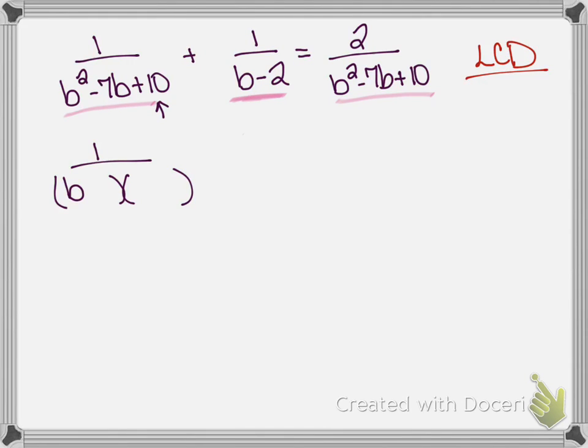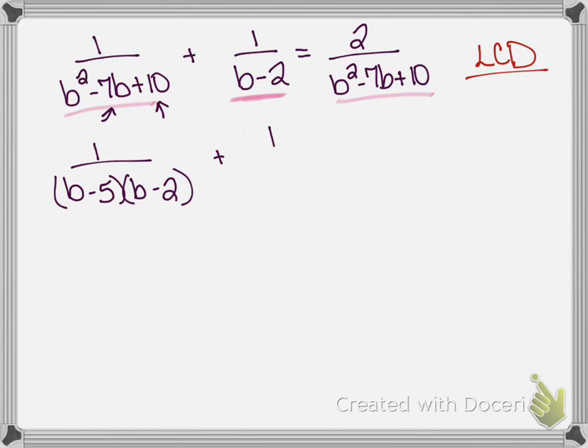10 is my product, negative 7 is my sum. So I'm looking for two numbers. Multiplied together gives me 10. Added together gives me negative 7. And those numbers are going to be negative 5 and negative 2. Negative 5 times negative 2 gives me positive 10. Negative 5 plus negative 2 gives me negative 7.